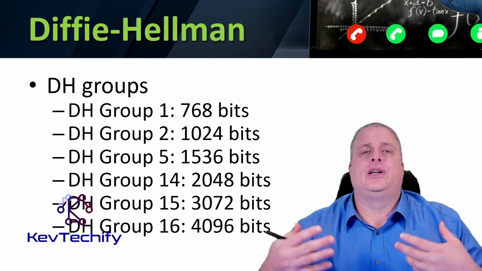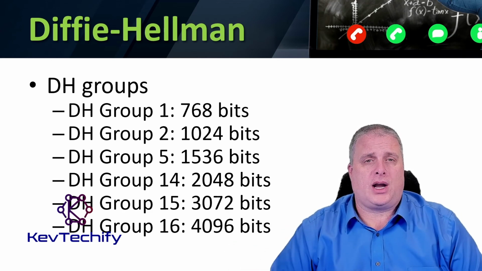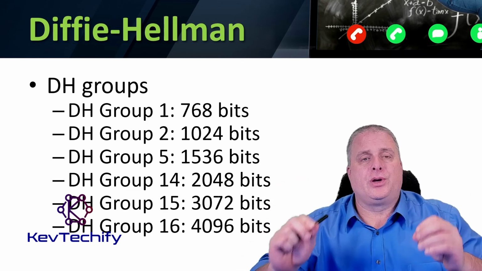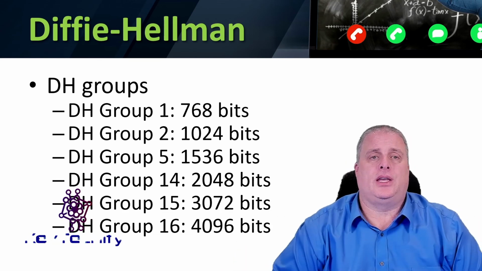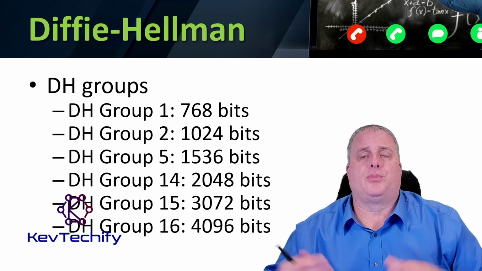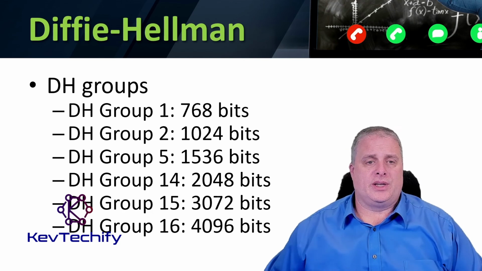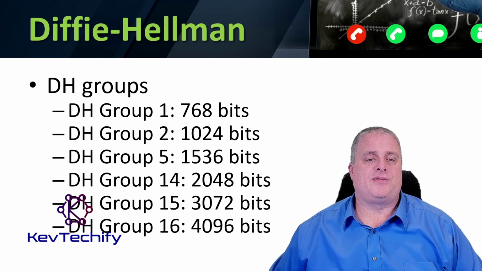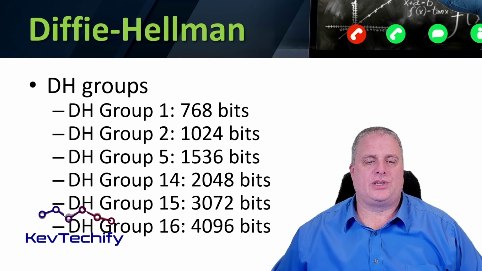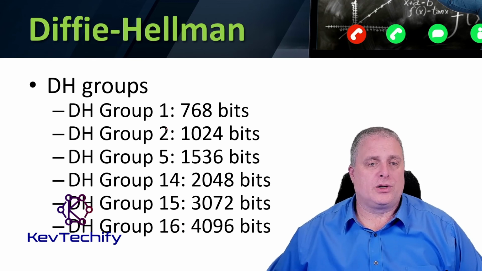Diffie-Hellman uses different DH groups to determine the strength of the key that is used in the key agreement process. The higher the group number, the more secure, but it also requires additional time to compute that key. Here are the groups that are supported by the Cisco IOS and their associated prime number values. We can see that we have groups 1, 2, 5, 14, 15, and 16. Group 1 is 768, all the way down to group 16, which is 4096 bits long. These are the groups that are supported.